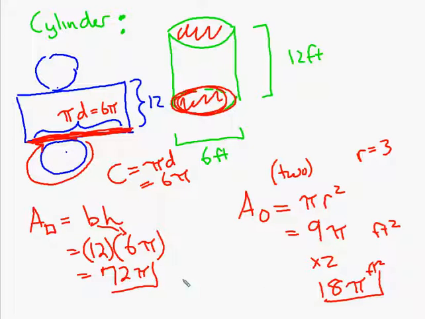What do I do with these two parts? I add them, and I get 90 pi feet squared as my final answer.